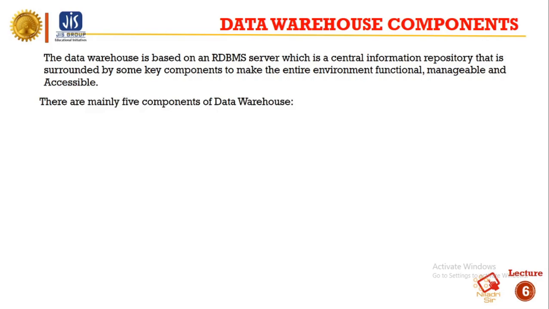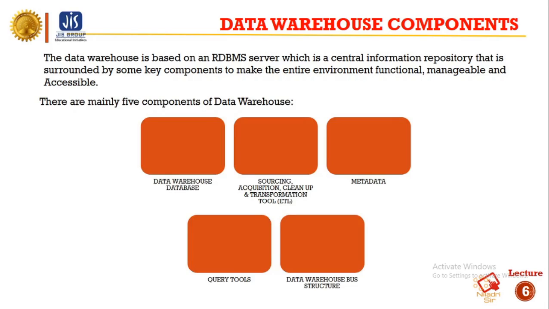There are mainly 5 components of data warehouse. Number 1 is data warehouse database. Second one is sourcing, acquisition, cleanup and transformation tool, that is ETL. The third one is the metadata. Next one is the query tools, and the last one is data warehouse bus architecture.